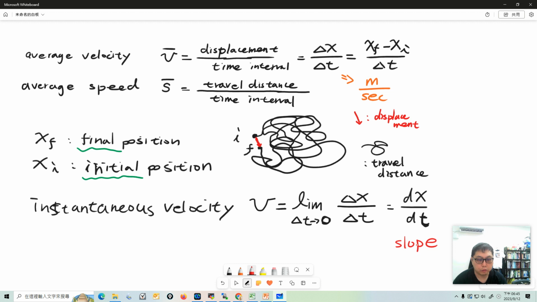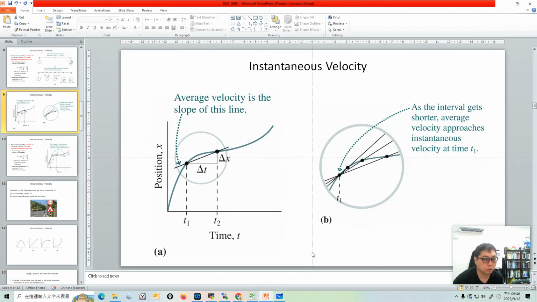More specifically, it is the slope of the x-t diagram. The instantaneous velocity is just the derivative of x with respect to time, and it's the slope of the x-t diagram. So I should show you with the graph. Let's switch to the graph.